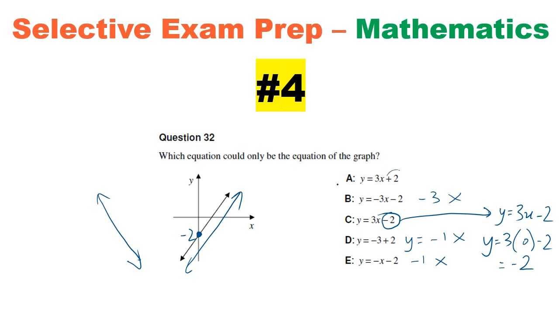y-axis. Here it's +2, but that does not match up with this graph, because a positive y-intercept would be over here, but that's not where the line crosses the y-axis. It's instead over here. So therefore C is correct.